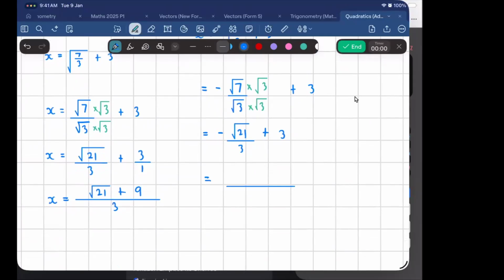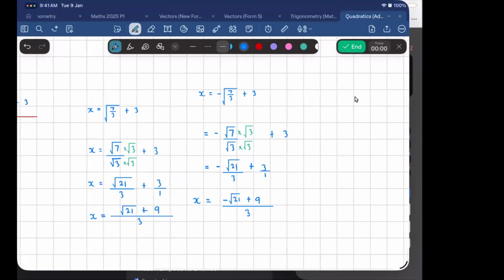What would the LCM be? 3. Right? Because 3 is the same thing as 3 over 1. So the LCM is 3. 3 into 3 is? 1. 1 by minus root 21. Minus root 21. Yep. 1 into 3 is 3. 3 by 3 is? 9. Right? So these are the perfect answers.